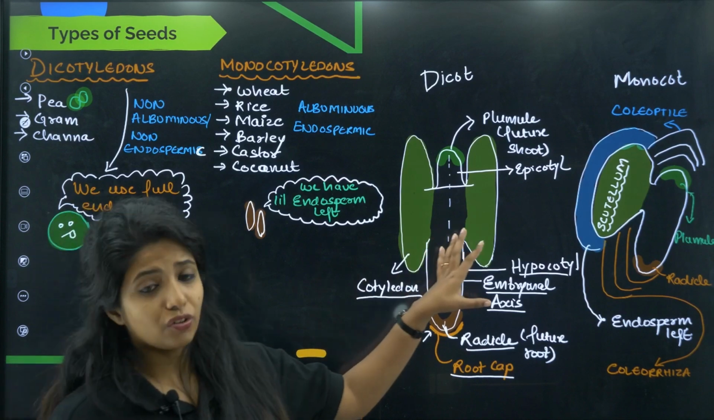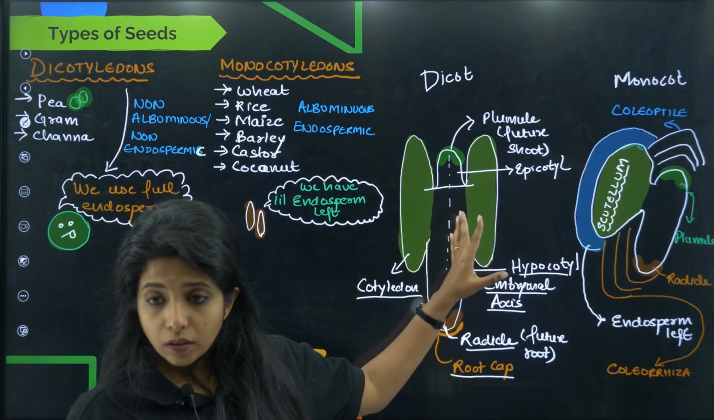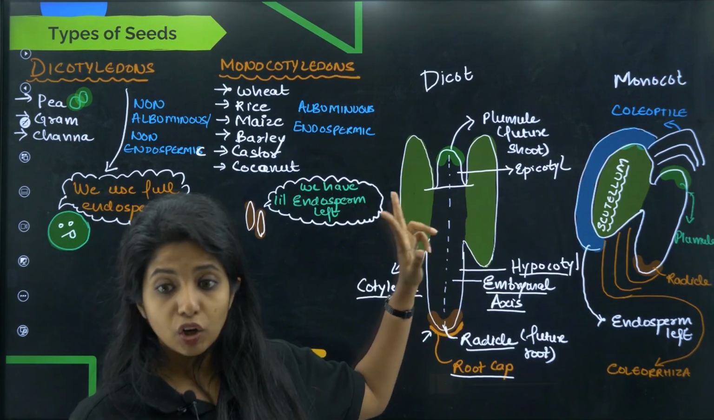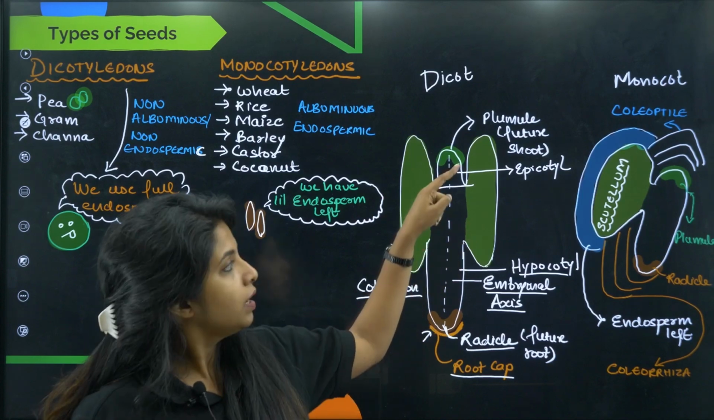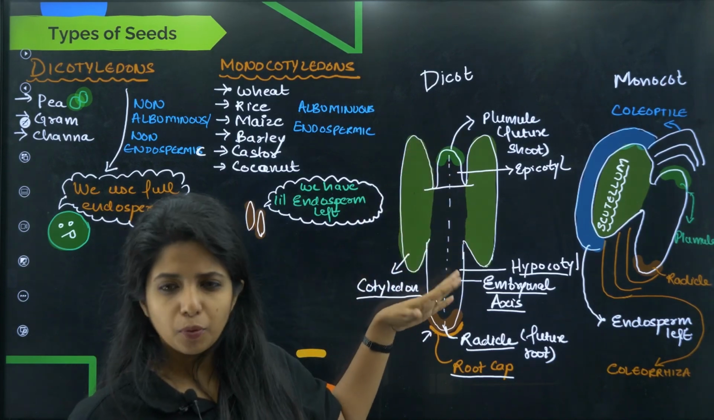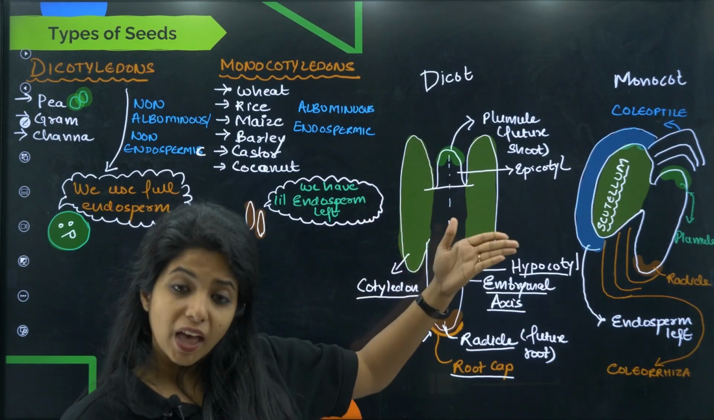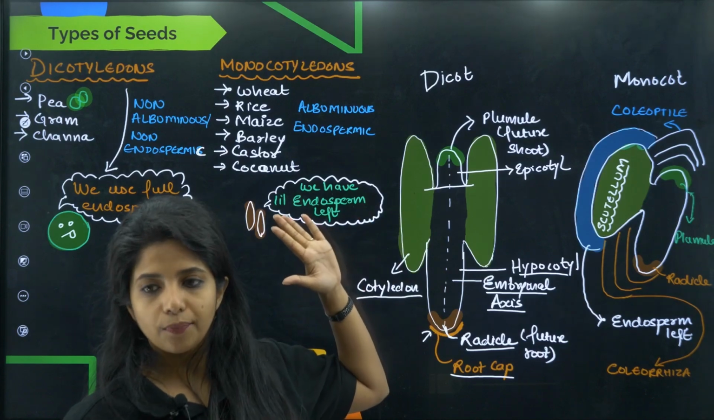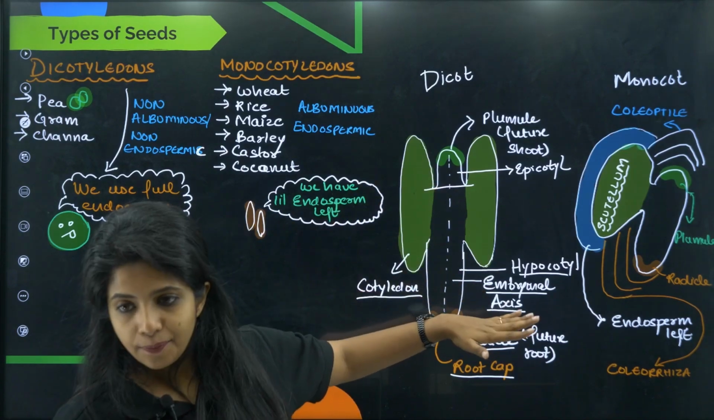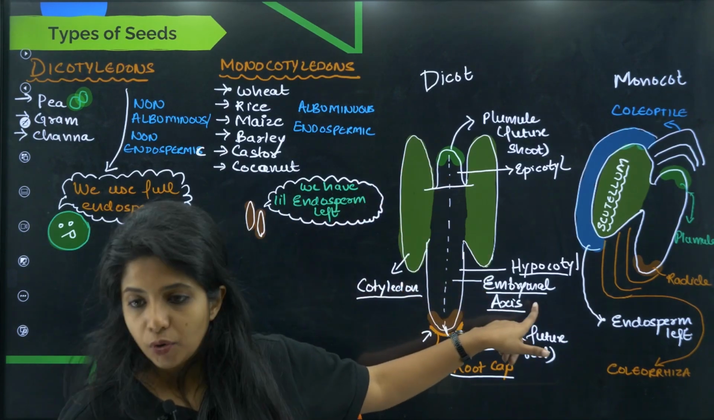Children, please remember, the dicots that you see, they have two cotyledons. Upper side epicotyl, lower side hypocotyl. Hypo means every time low. Hypothyroidism means low thyroid hormone is there. So hypocotyl is there. Now this whole axis that you see is known as embryonal axis.